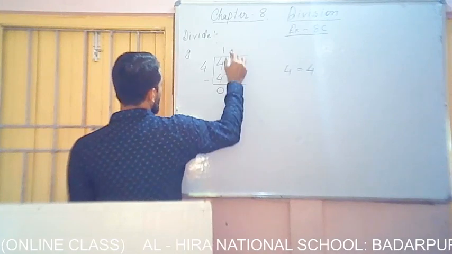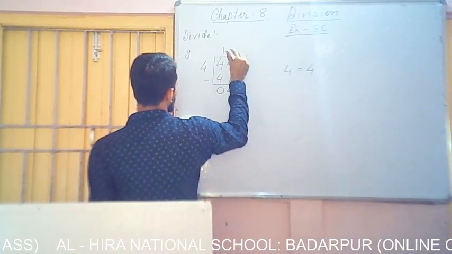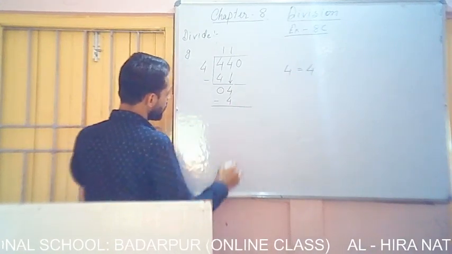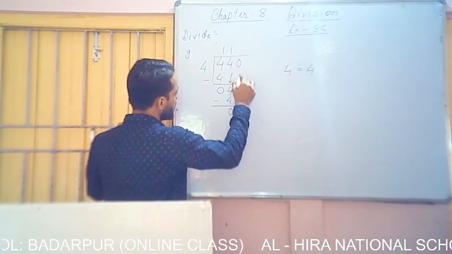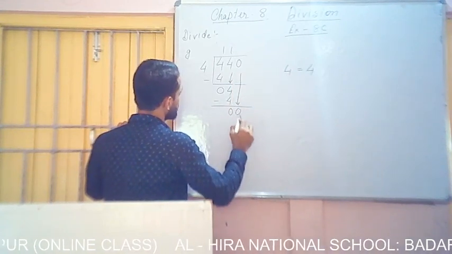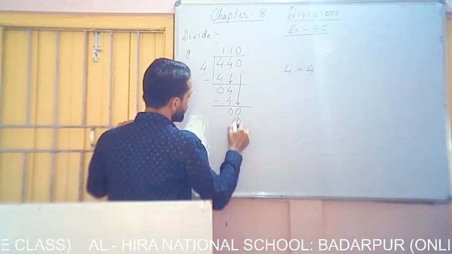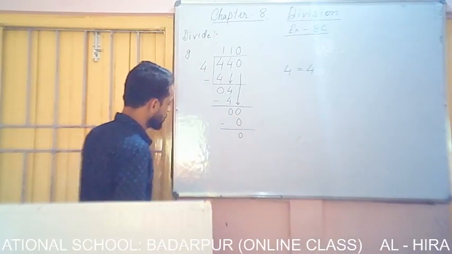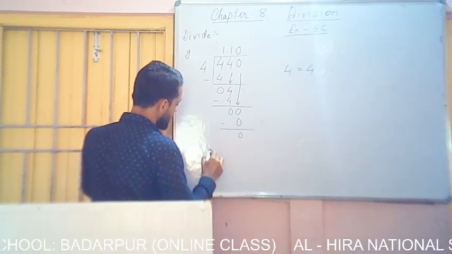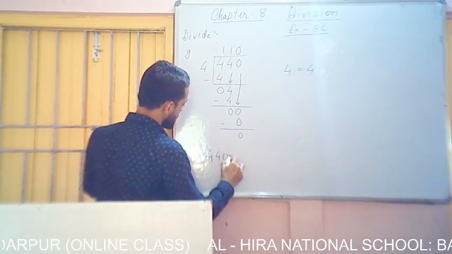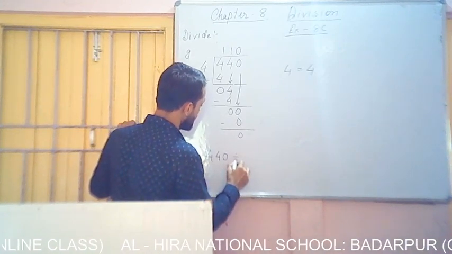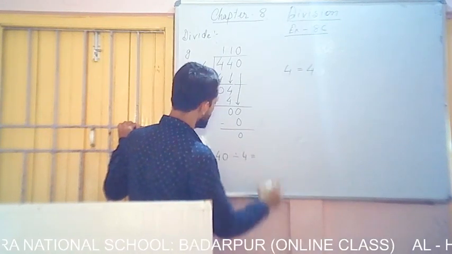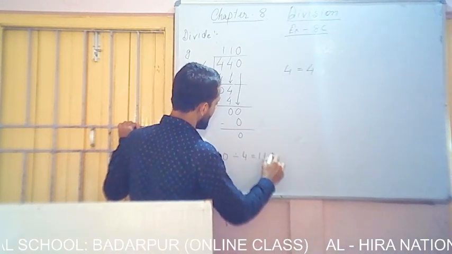So again 4 ones are what? 4. Again after subtracting, 4 minus 4 equals to what? 0. Bring down 0 ones. So 4 into 0 equals to what? 0. So 0 minus 0 equals to 0. So we can write here, therefore dividend divided by divisor equals to 110.